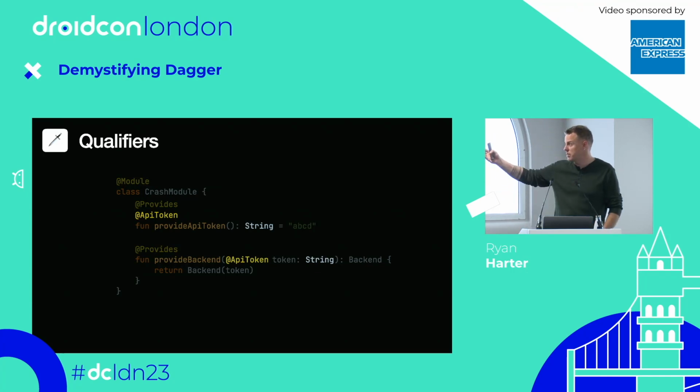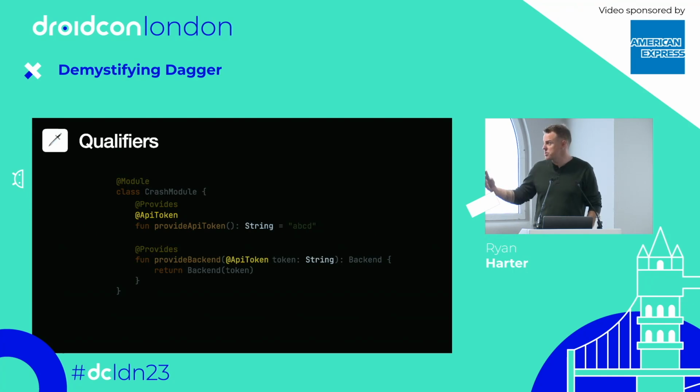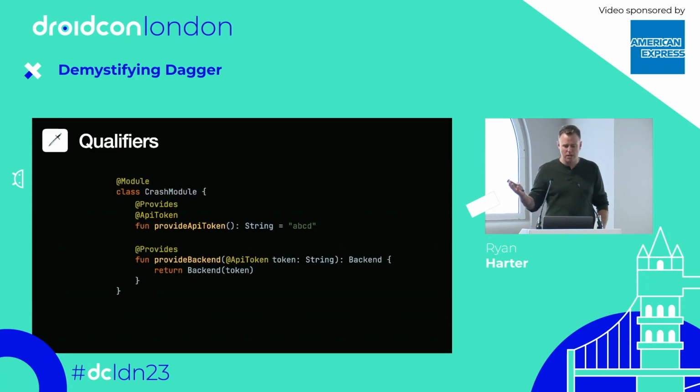So anywhere you need your API token string, you can just use the qualifier there. JSR 330 also comes with a named annotation, which is a qualifier, has a string property, and you can just use that if you want. It's a little less type safe because it matches on the string. But that's a default implementation that you can use if you want. But that's kind of it for qualifiers.